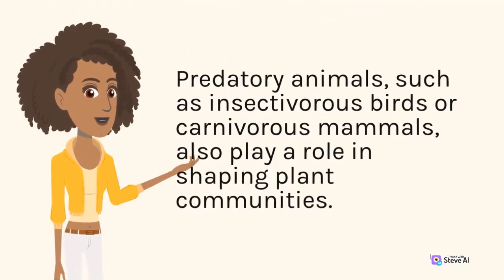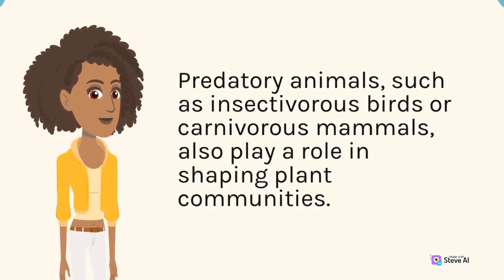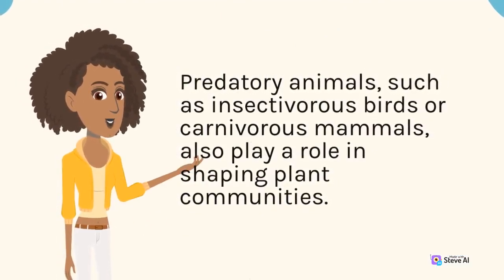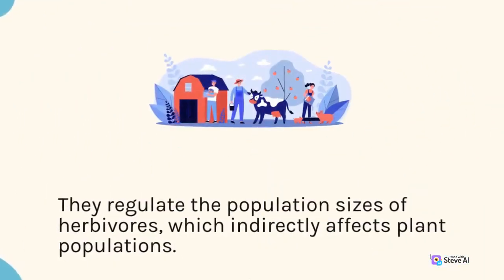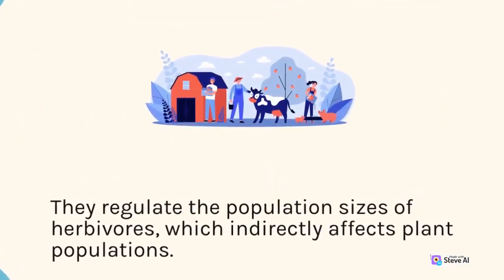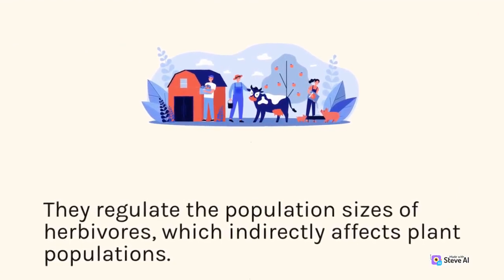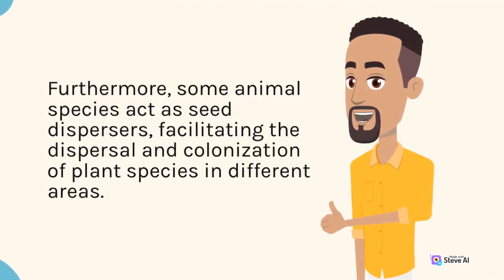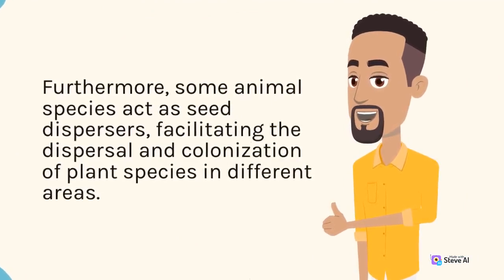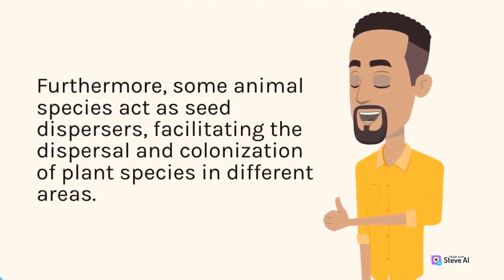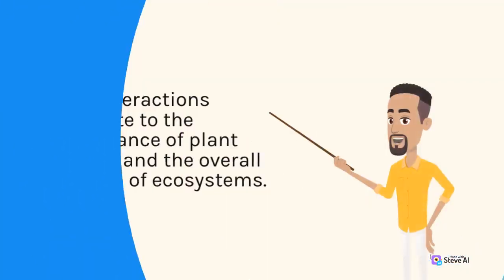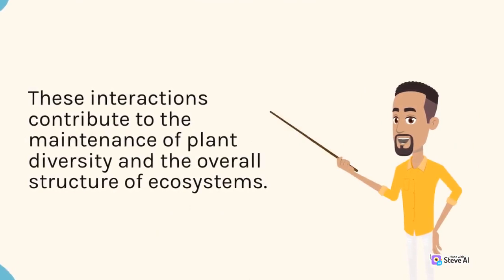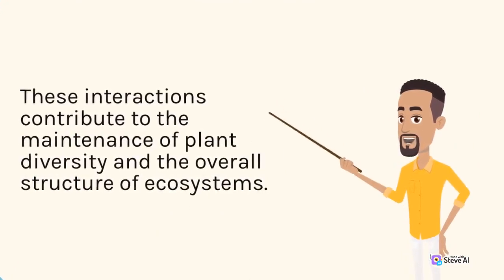Predatory animals, such as insectivorous birds or carnivorous mammals, also play a role in shaping plant communities. They regulate the population sizes of herbivores, which indirectly affects plant populations. Furthermore, some animal species act as seed dispersers, facilitating the dispersal and colonization of plant species in different areas. These interactions contribute to the maintenance of plant diversity and the overall structure of ecosystems.